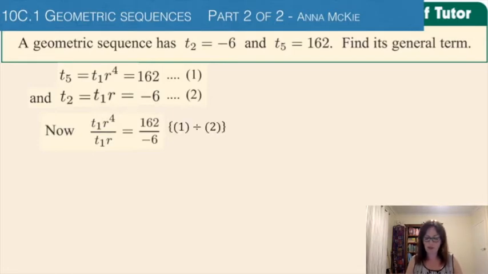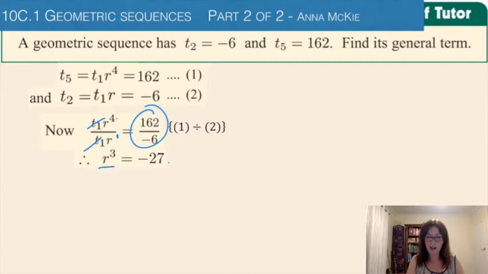So we've done term 1, formula 1 divided by formula 2, having a think what happens. The T1s cancel out. Using your power laws, 4 subtract 1 is 3. Doing that division gives you 27. So we've got r cubed is negative 27.